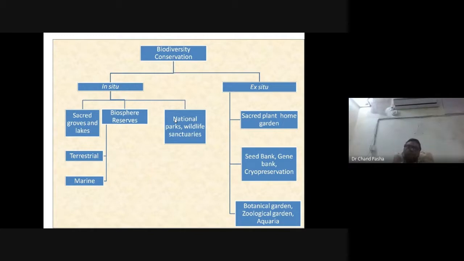But sometimes, in botanical gardens and zoological gardens, not only conservation but also recreation, aesthetic value, and earning money are aims. Aquarium is also a collection. If you go to the Nehru Zoological Park, there is a big aquarium there.